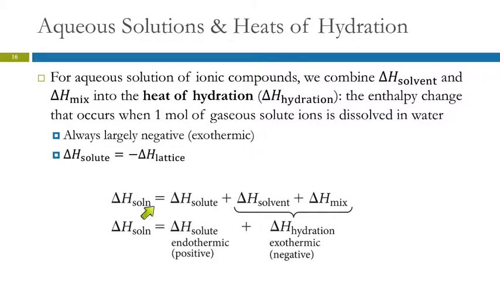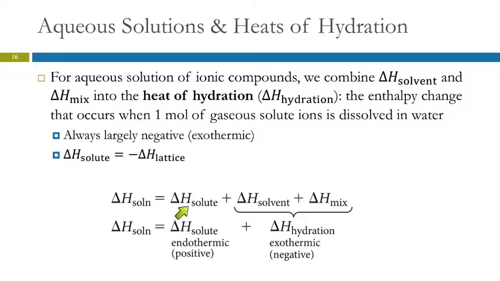So we had this, the heat of solution is equal to the heat of the solute plus the heat of the solvent plus the heat of mixing. We're going to combine these two terms and call them the heat of hydration. Delta H solute is endothermic, so this one's positive, that one's negative. The sign of the heat of solution is going to depend on which one's larger. This heat of hydration, no, not that one, this one.